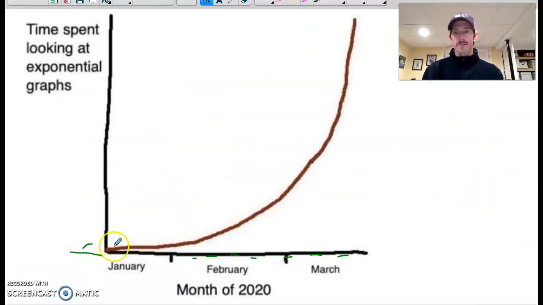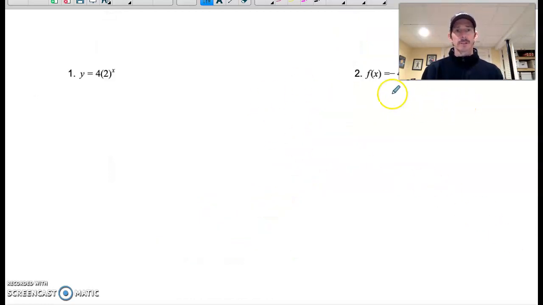So that's why this graph comes down here, but this is time spent looking at exponential graphs. So as time went on from January to February to March, the amount of time people have spent looking at exponential graphs has gone up exponentially. That's supposed to be a funny little joke. Anyway, we're going to do a couple of these, and I'm going to move this out of the way a little bit so that you can see it maybe a little better.